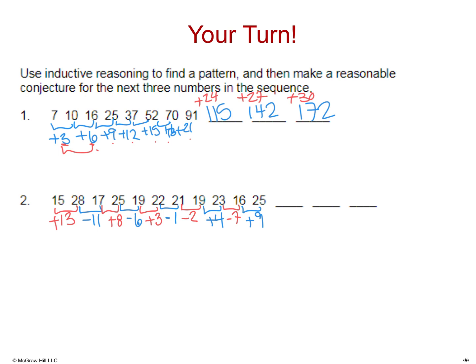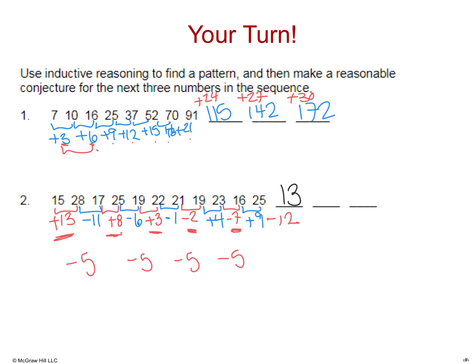So for red, 13 and 8, that is minus 5. 8 to 3 is minus 5. 3 to negative 2 is also minus 5. And then negative 2 to negative 7 is minus 5. Okay, so that part is going to be minus 5, lower than the previous, right? So the next thing would be negative 7 minus 5, which would be negative 12. So 25 minus 12 is 13.